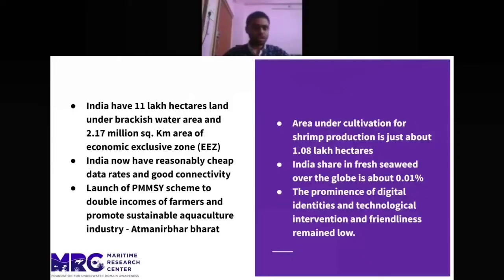The third thing is the launch of the Pradhan Mantri Matsya Sampada Yojana. It is targeted to double the income of the farmer. It improves the livelihood of the farmer, but it also promotes a sustainable aquaculture industry. It is the most important thing that every industry should be made as sustainable as possible so that it makes profits in the long run. But on the right hand side, we can see that the friendliness, the technological intervention, and the digital identities of farmers in aquaculture have remained low.